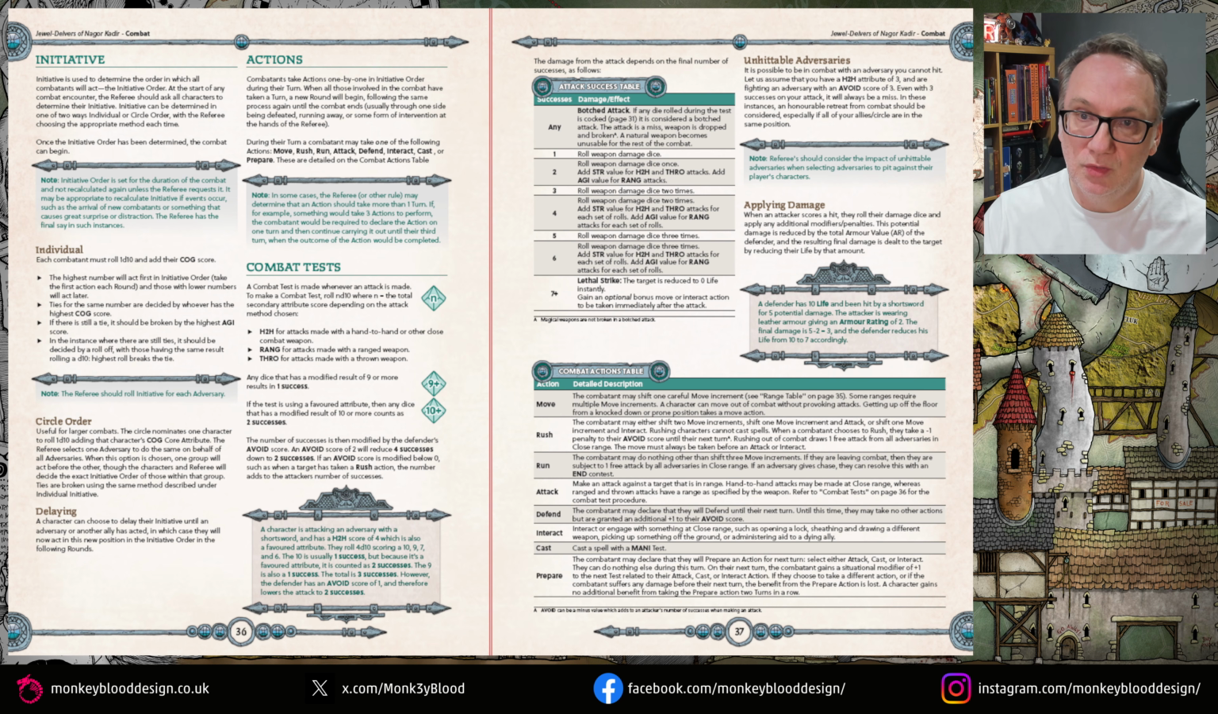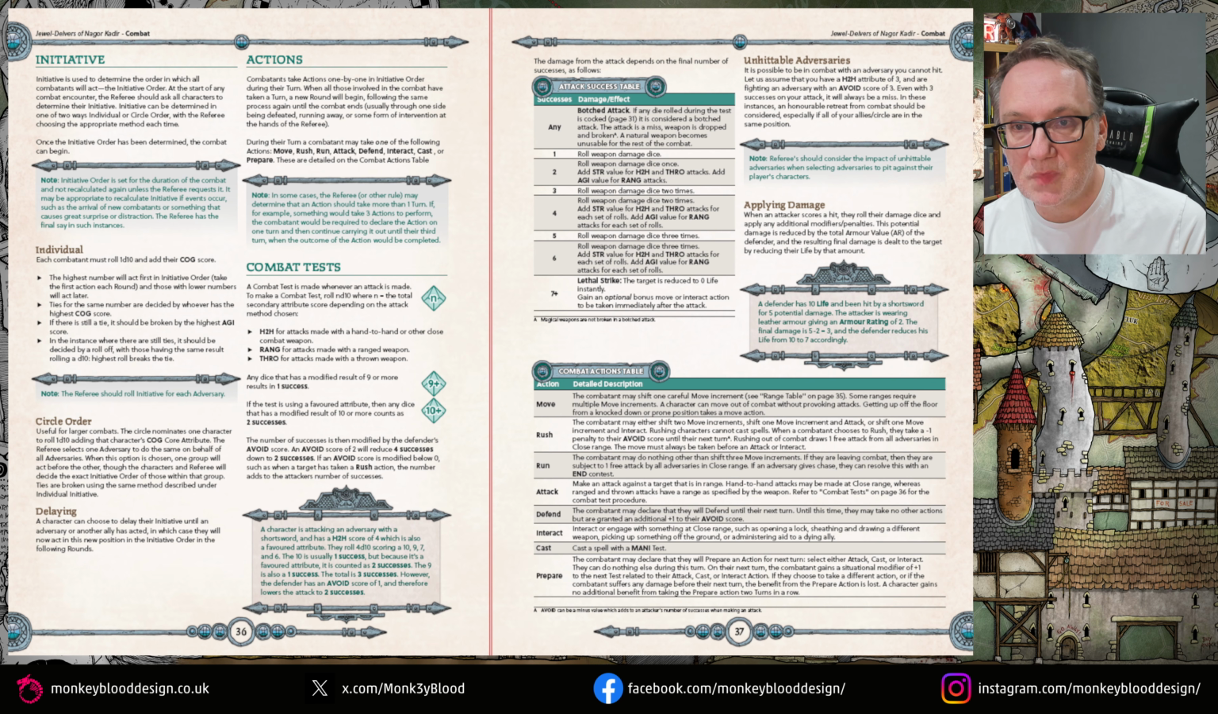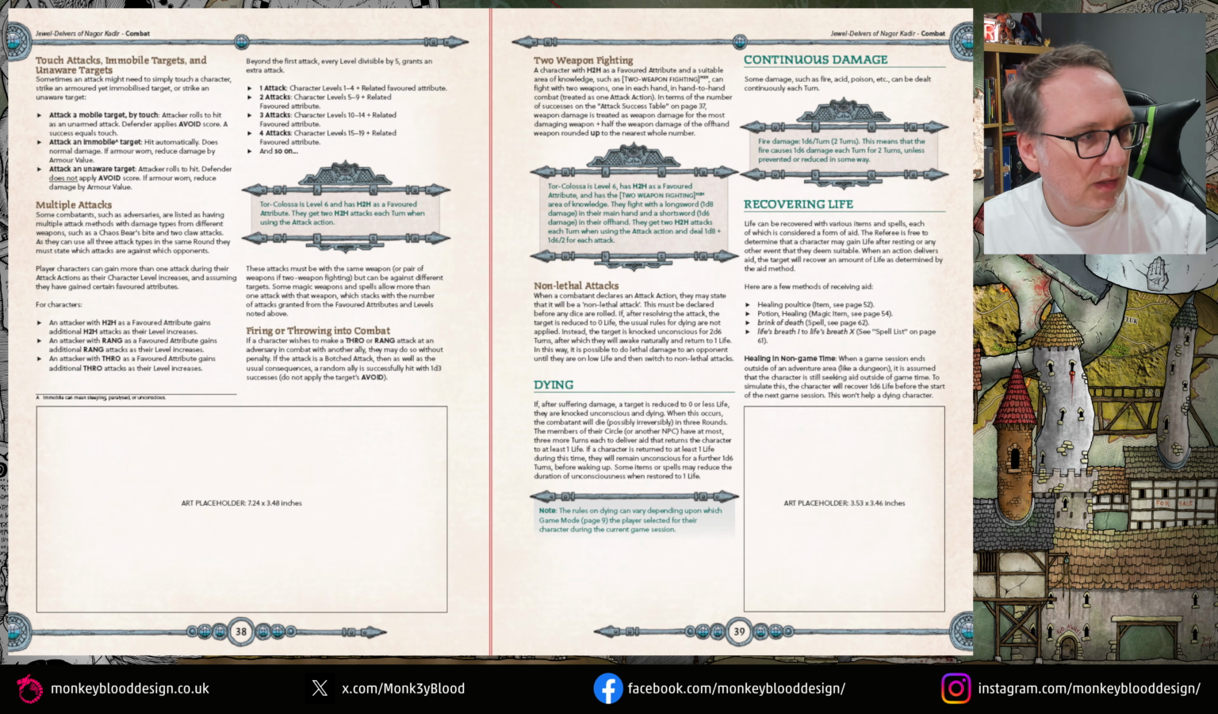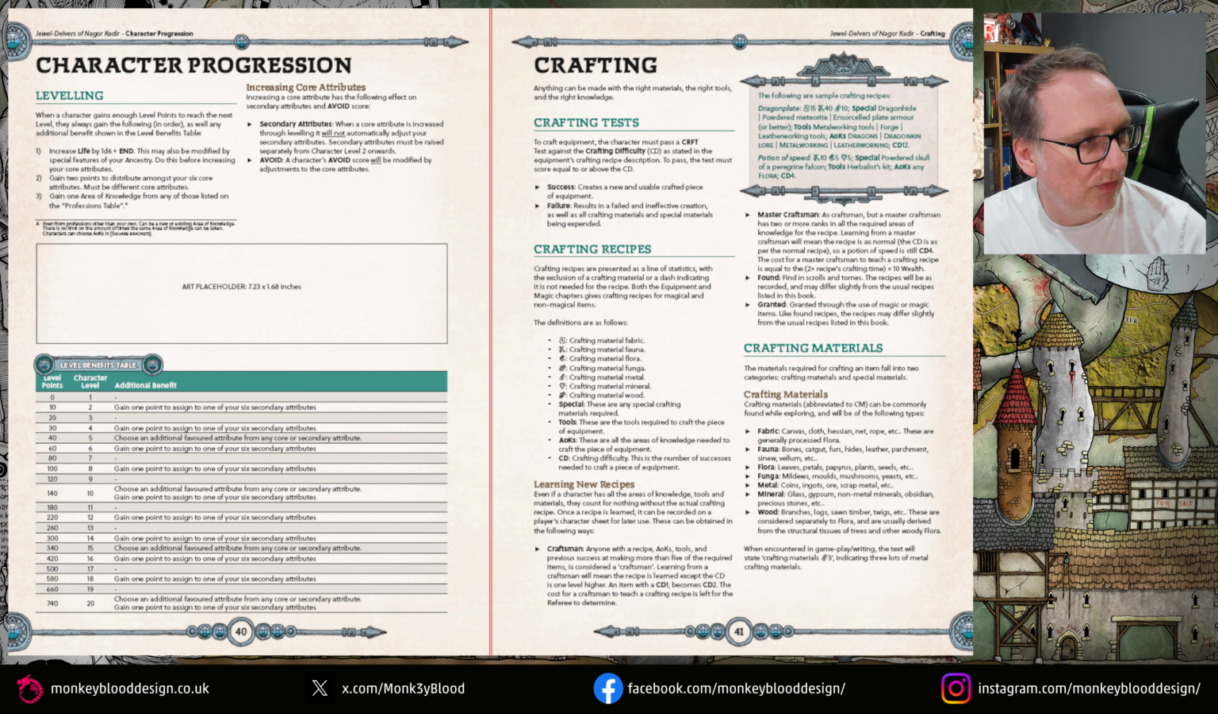And then you look up what you roll for damage basically on 3 successes, which is rolling the weapon damage dice 2 times, which would be here. So if you get 7 or more successes, it's a lethal strike and your target's reduced to 0 life instantly. Combat actions: move, rush, run, attack, defend, interact, cast, prepare. And how to recover life, fighting with 2 weapons.